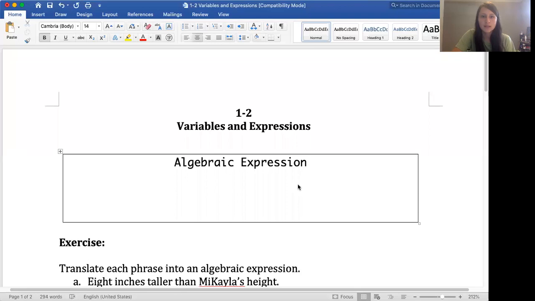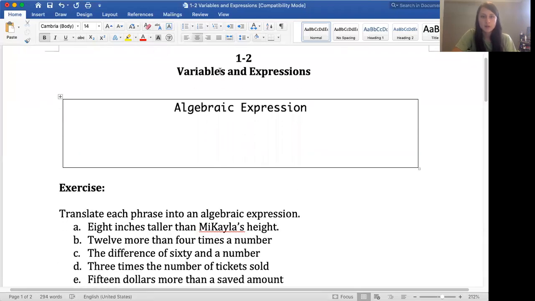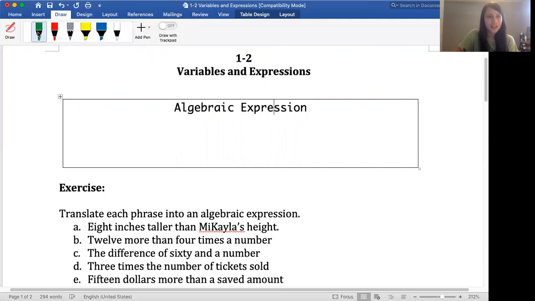What we're going to be looking at today is variables and expressions. And so now this is going into the very basic foundations of algebra. So an algebraic expression is basically an expression that contains at least one variable, and we'll talk about that in a second, and at least one mathematical operation.